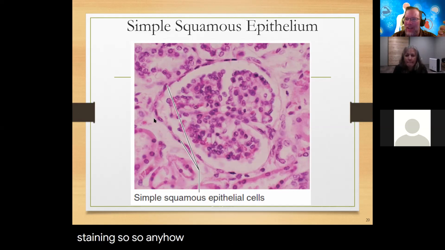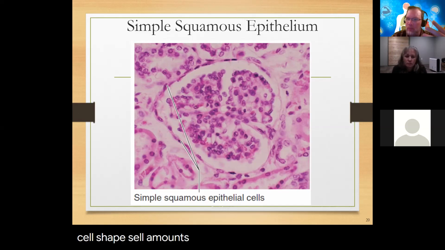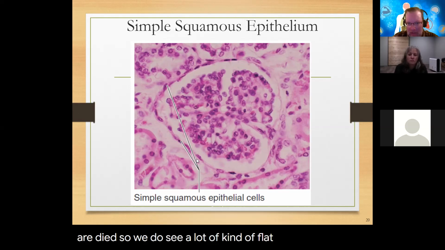That's how we can recognize cell shape, cell amount, and cell structure, based on the dyeing technique and whether or not and how well the nuclei are dyed. So we do see a lot of flat cells here, and we only see one layer. There's not a lot of action going on here. So one thin layer of cells. You can see the dark violet. Those are the nuclei of these cells. So these are simple squamous cells.